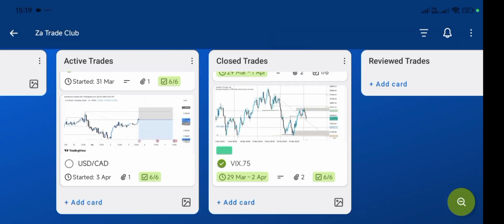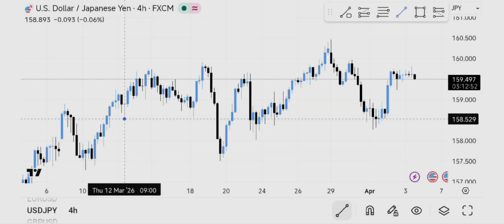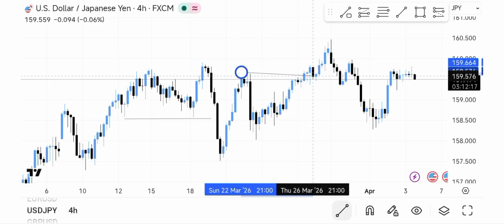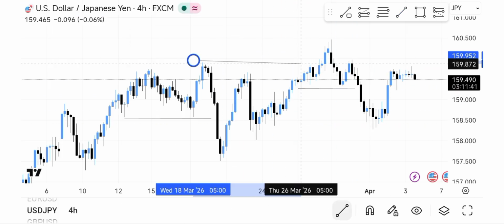And that is all 4 trades from the previous week. And so those are all the trades that I took this past week, and I'm very proud of them.